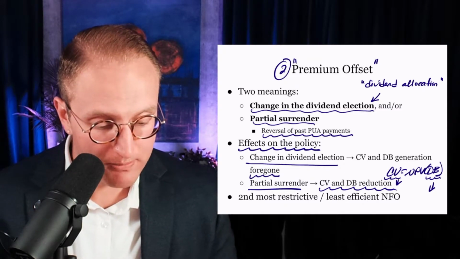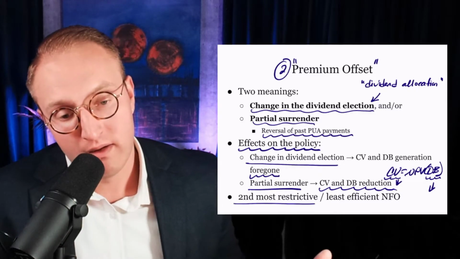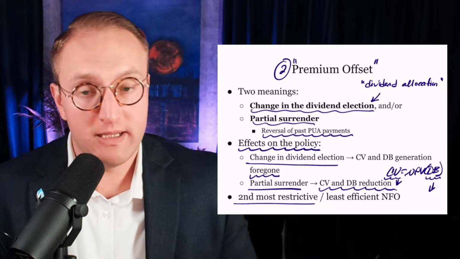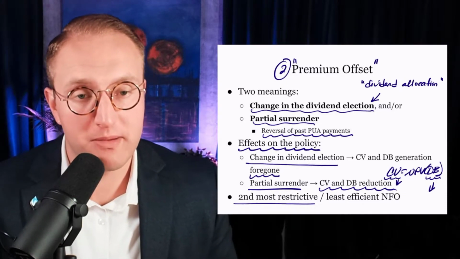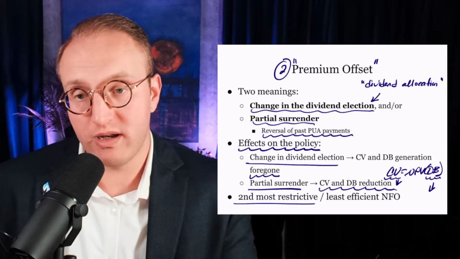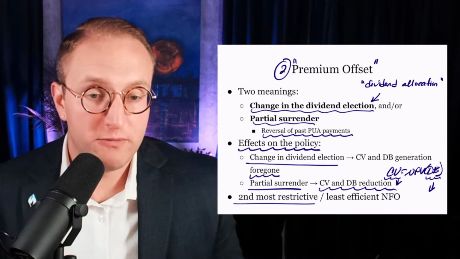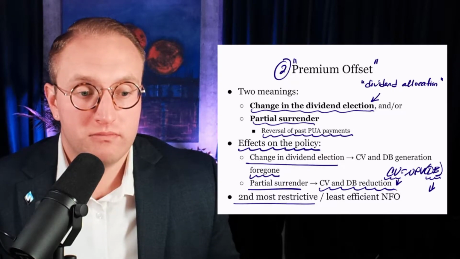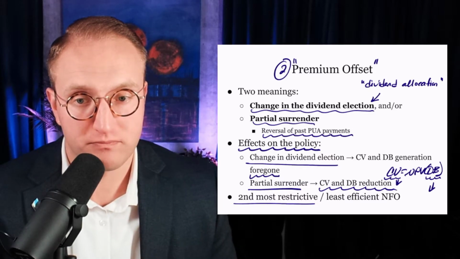But compared to the RPU, certainly less restrictive. You could premium offset in the 1 year and then pay the full premium in the next year. It's not like once you start premium offsetting, you have to do it forever. Like with the RPU, you do it 1 year, well, then that's it. No further premium in the future. But if you premium offset, you can do that 1 year, and then in the next year, you can pay the full premium.